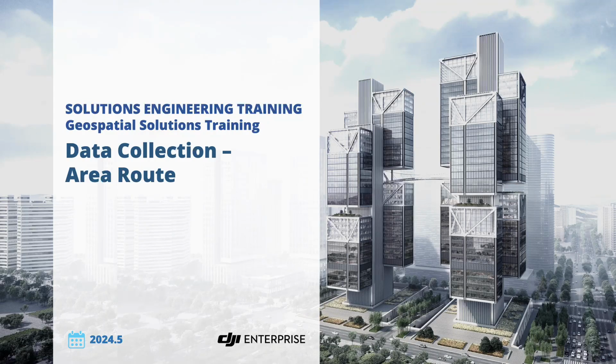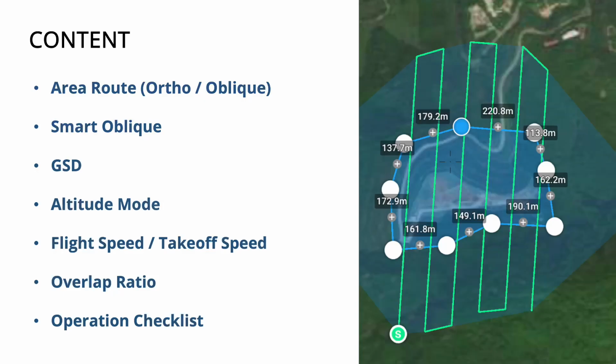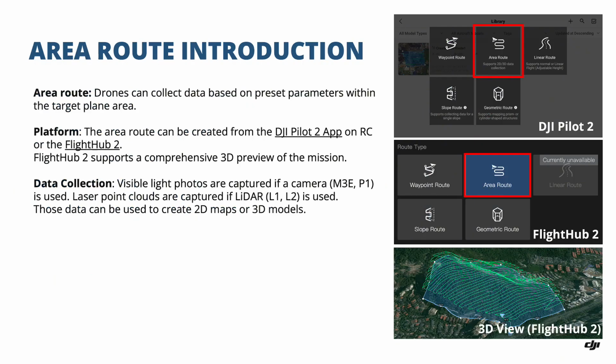Hi everyone. In this chapter, we will introduce the basic mapping mission, which is area route on DJI Pilot 2 app. We will cover these topics. If you create a new mission, you can select an area route among different types of routes. Drones can collect data based on the preset parameters within the target plane area.